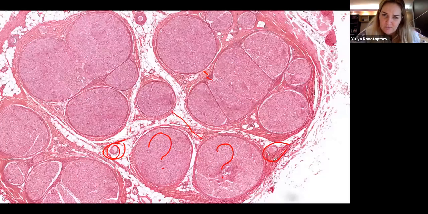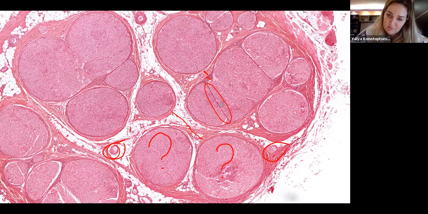Let me find it. Okay. Do you see this? Yes. So this is a perineural septa. Perineurium is capable of sending septa down the fascicle. So you can clearly see a very thick, nice structure.